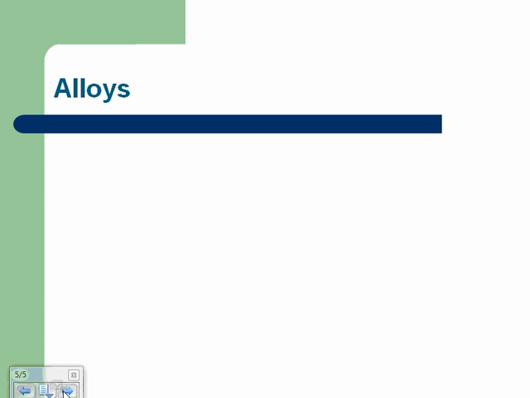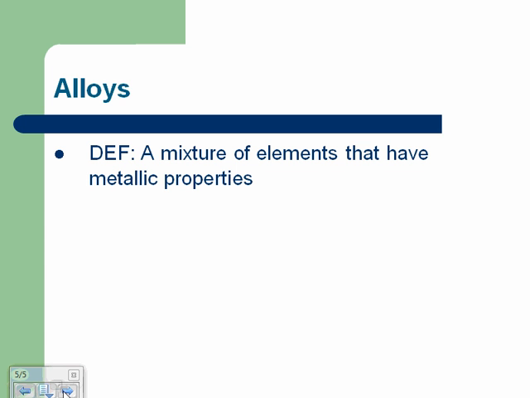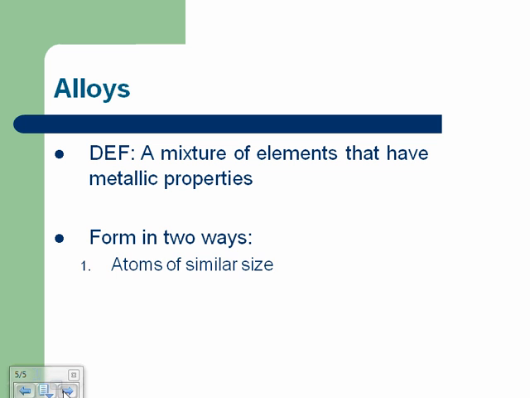Alloys. We've talked about alloys a little bit before. It is a mixture of elements that have metallic properties. Brass would be your copper and zinc, a combination of those two. We've seen that a couple of times already. These alloys can form in two ways, where the two metals can mix together.